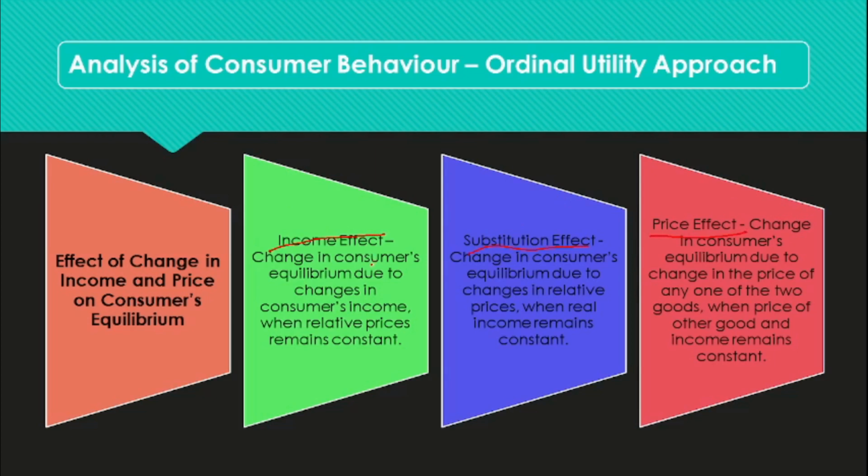In case of income effect, what happens if there is a change in the income of the consumer, how it will affect the consumer's equilibrium, when the relative prices of the commodities remain constant. This is what is income effect that we will discuss today in depth. Then we have substitution effect and price effect. These two I will discuss in subsequent videos.